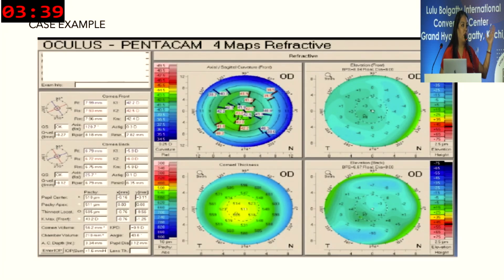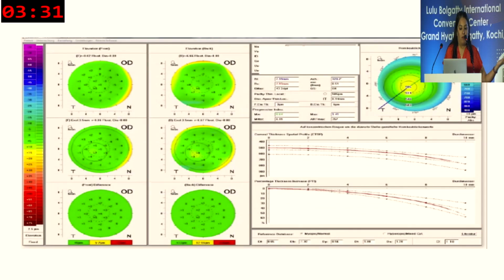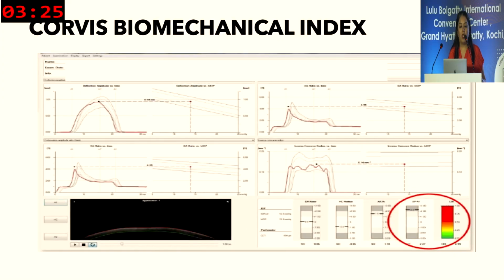Now this is a normal topography for most of us, and we would be happy to do a refractive surgery in this patient, right? The tomography gives you good results. The BAD display seems to be quite normal, but if you look at the Corvus biomechanical index, it is completely in the red zone. Right? So this has pointed out a biomechanical weakening of this cornea.